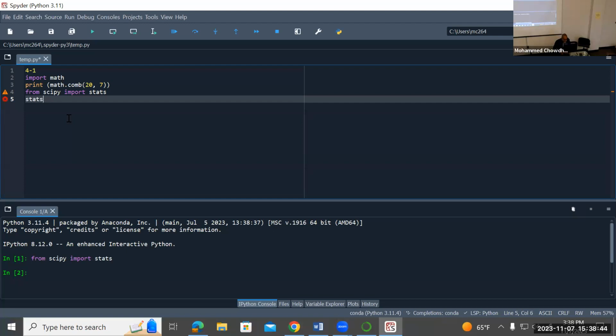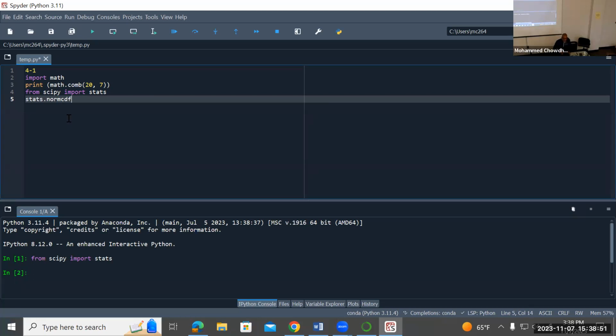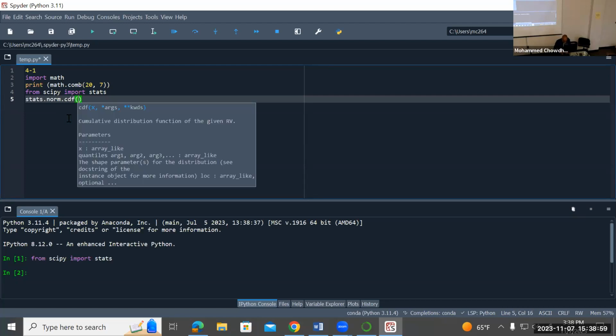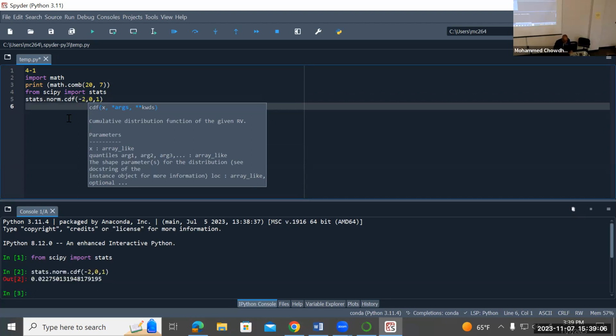stats.norm.cdf, and then I have to write -2, 0, 1. Okay, so let me run this. Are you saying 0.0227? You can either use a physical table or Python. Clear, right? Everyone getting it, right?